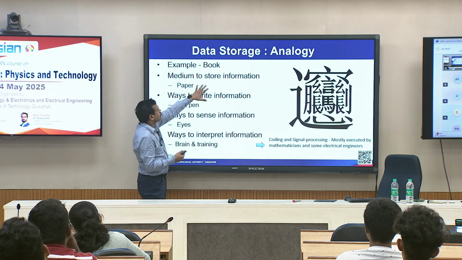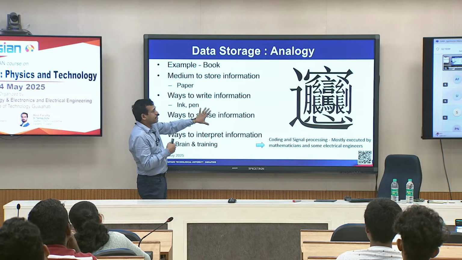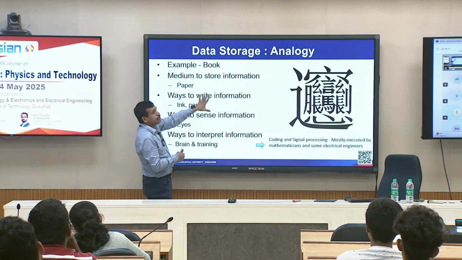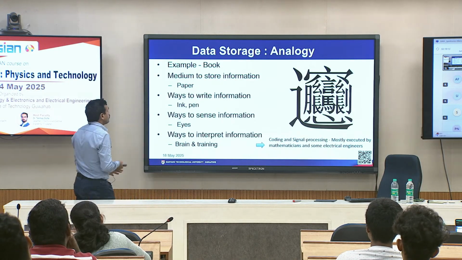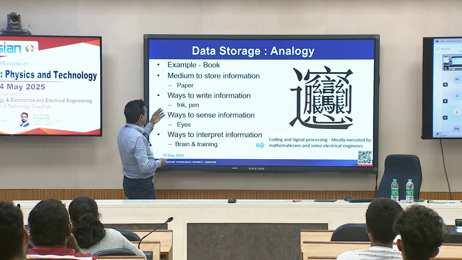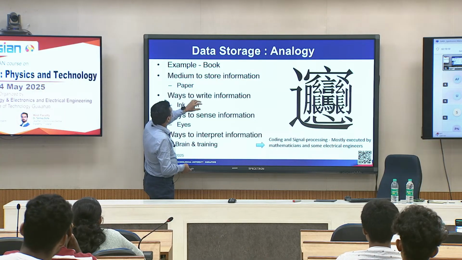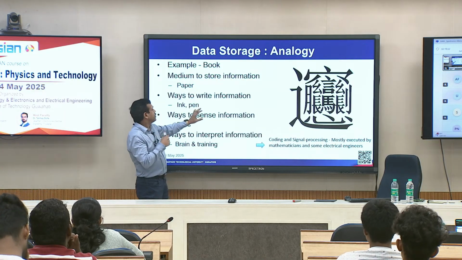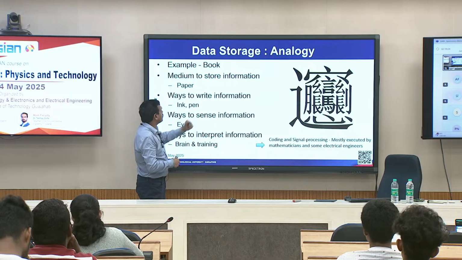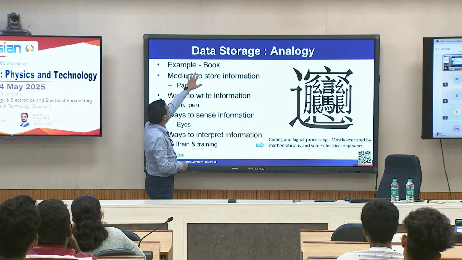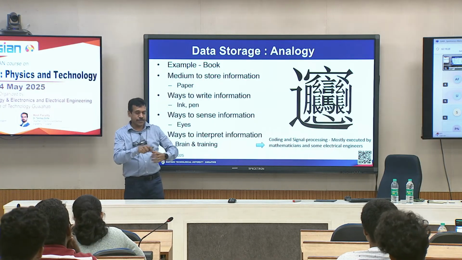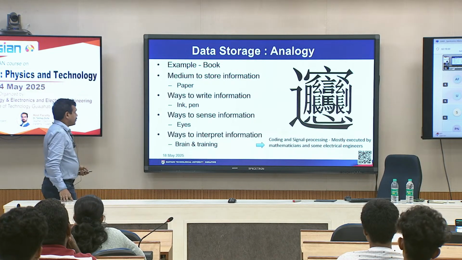How do we store information, how do we write information, how do we sense information, we will learn all this when we learn about MRAM. But when it comes to hard disk drives, we will not spend much time here. We will spend more time on how we sense information, because this is based on the Spintronics principle. But I will give you some brief idea of how we store information in hard disk drives.